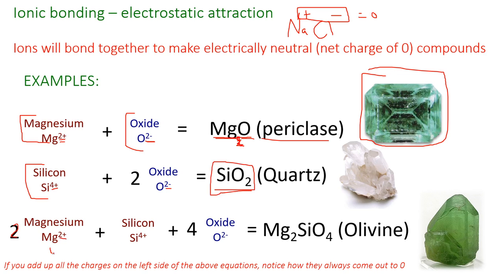Now you can also have 2 magnesiums, 2+. Okay, so that's 4 plus. Then you have 1 silicon, 4+. That's another +4. And then you can have 4 oxygens at 2-, so that's -8. It's electrically neutral, right? 4 plus 4 minus 8, and that gives you the mineral olivine. So if you add up all the charges on the left side of the above equations, you notice they always come out to 0. That's because they are ionic compounds. They're ionic bonds, and that's how that mineral has formed.